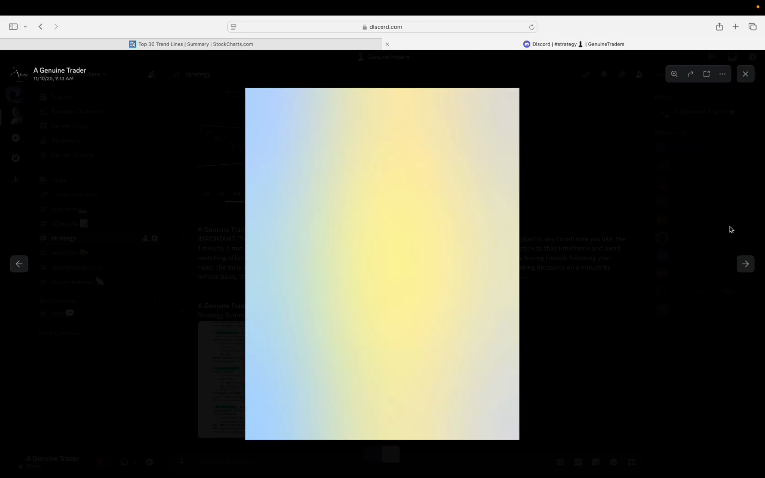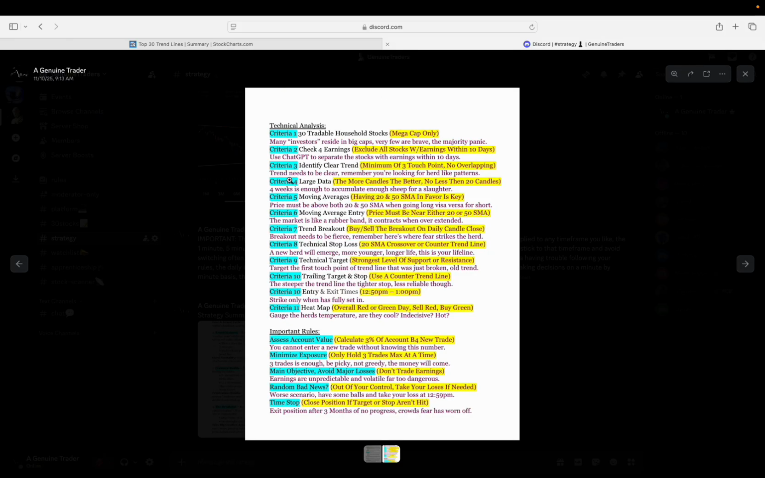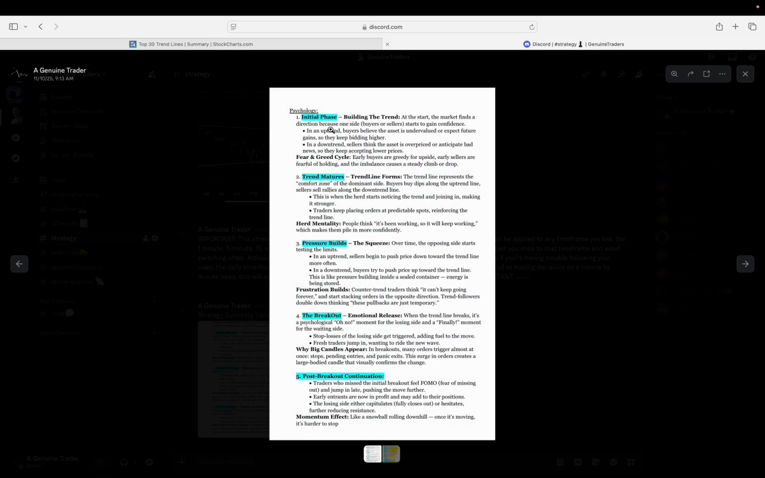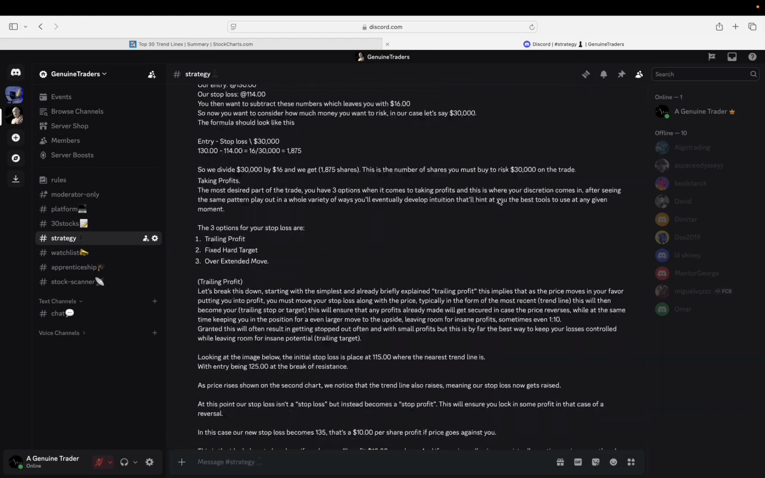As a matter of fact, here it is, all the criteria that you need to take trades using my strategy. And yep, it's loading, lagging. So this is supposed to be a summary of the strategy. As you can see, we have all 10, 11 criteria, and then important rules, and then the same strategy, but from a psychological perspective. So this is very important stuff here, and then I do a very deep breakdown of the strategy.